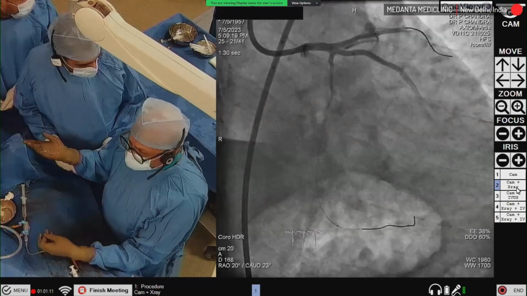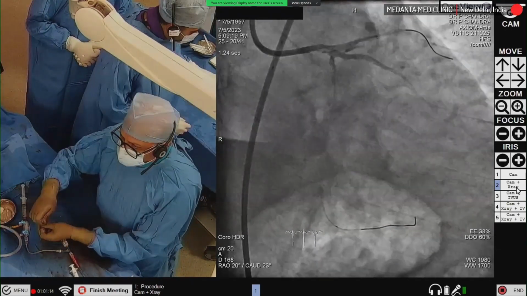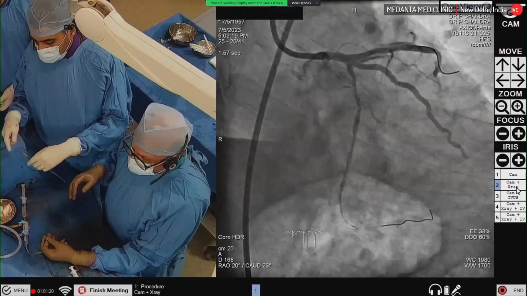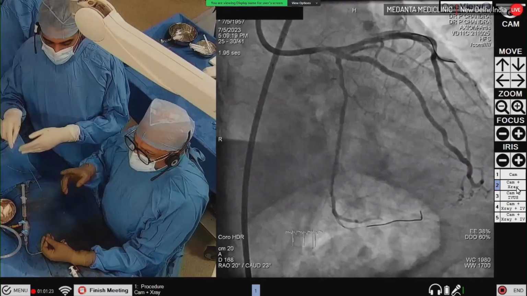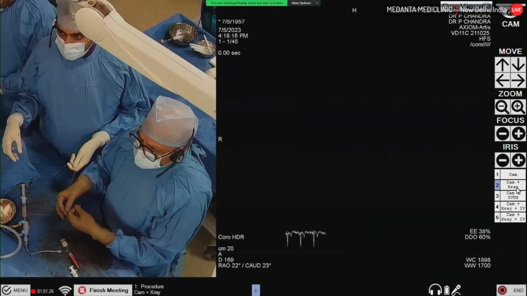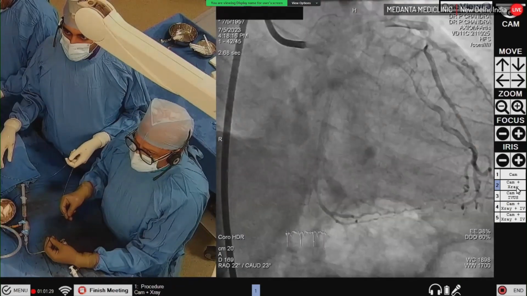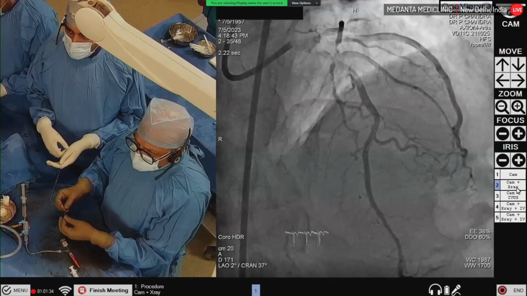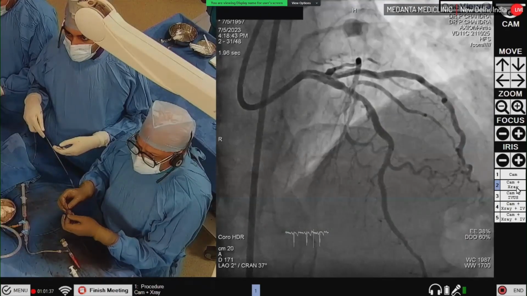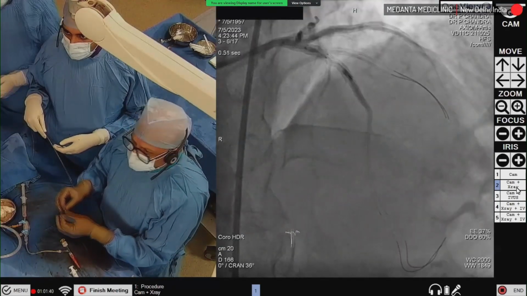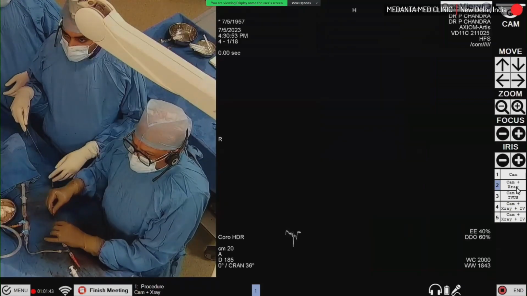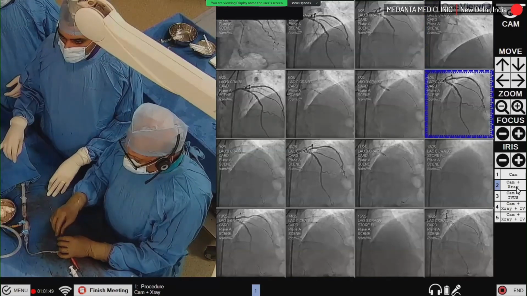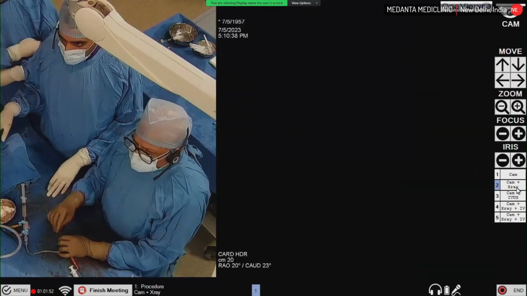Give me a balloon, please. 2.25. We have 2.25, Wolverine. 15. We have Wolverine also. Yeah, Wolverine 2.25, 15. Show me the first shot, please. Okay. Next. Next. Next. We have caudal projection. Next.